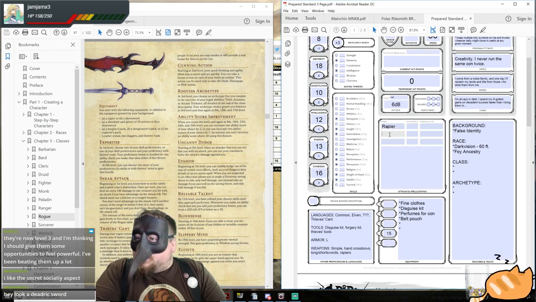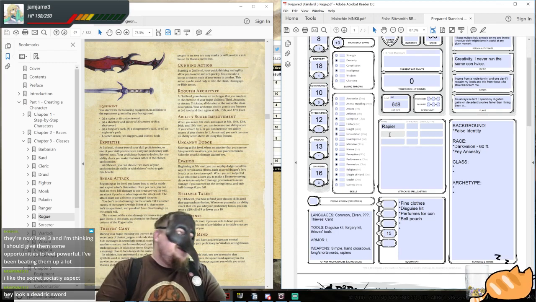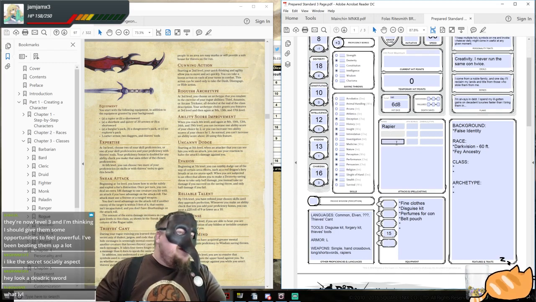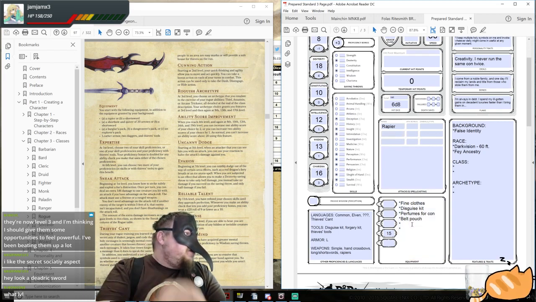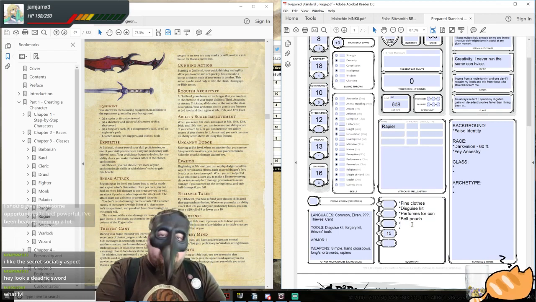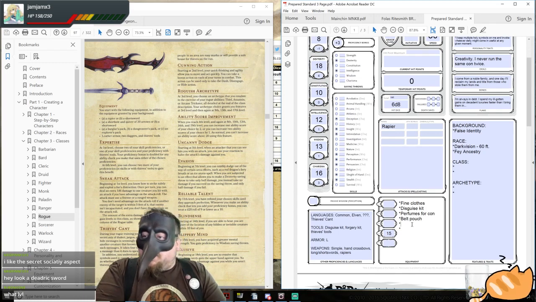I like the secret society aspect. Hey, look, a Daedric sword. Then a burglar's pack, a dungeoneer's pack, or an explorer's pack. Probably a burglar's, so she can get around. She can do that rooftop work. She can eavesdrop to try and find secrets to hold against people.